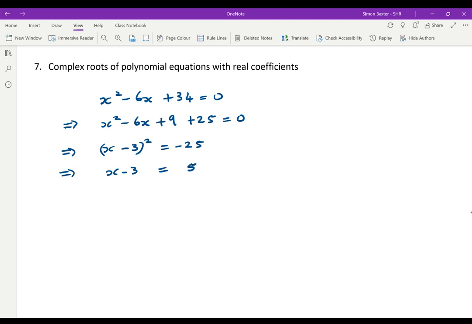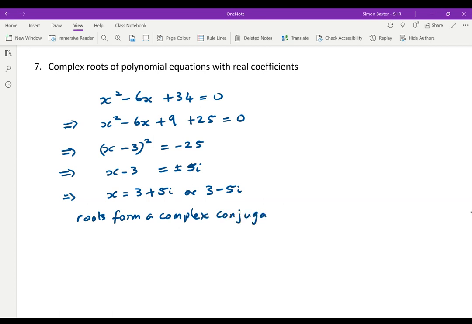Square root of minus 1 is i. And there's a nice convenience place for the plus or minus. That then gives us that x is equal to 3 plus 5i or 3 minus 5i. And so the roots form a complex conjugate pair.